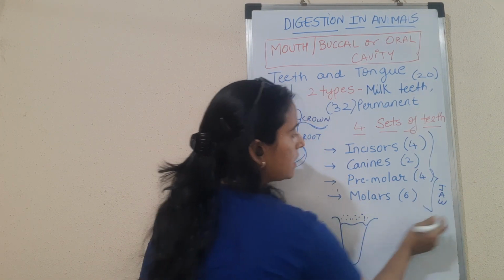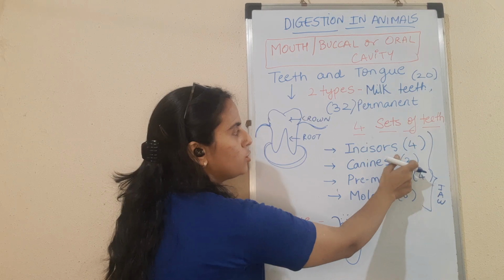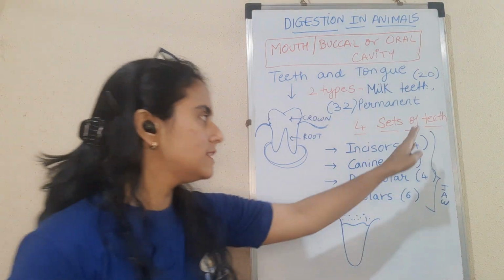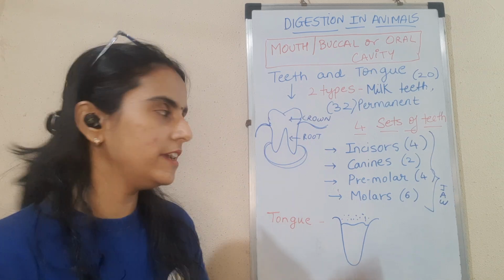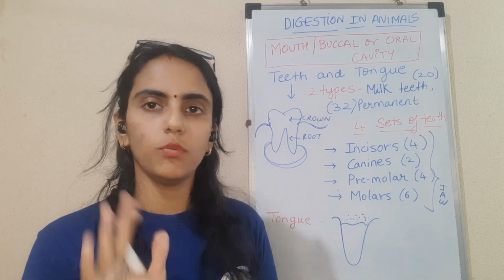Okay, so if you see the count, 6 plus 4 is 10, 2 more is 12, plus 4 is 16. So this set is in one jaw. A similar set again is in the lower jaw. Here, when we are talking, we are discussing one jaw.